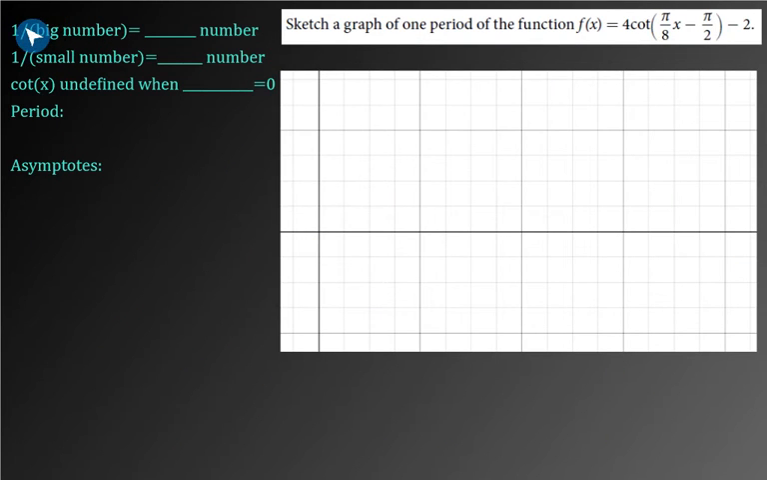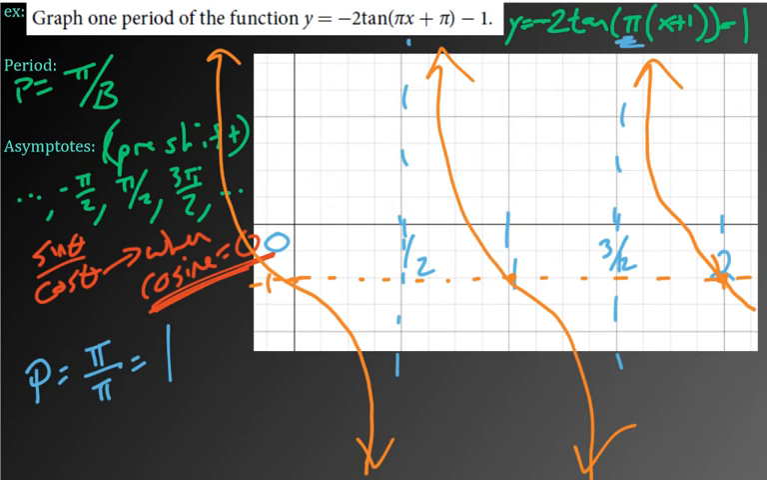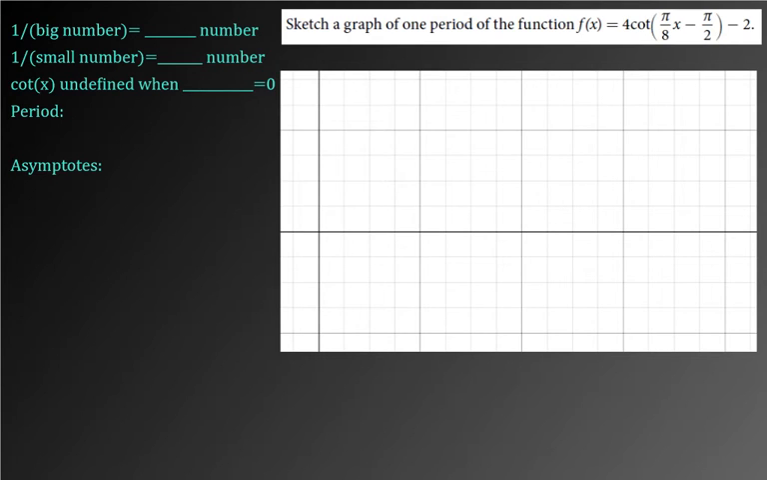Another thing to keep in mind is that, because we're talking about reciprocal functions, whenever tangent is big, cotangent is going to be really small. And whenever tangent's really small, cotangent's really big, right? So 1 over a big number, small number. 1 over a small number, big number. And cotangent is undefined when tangent of x equals 0, right? Period is still pi over b. And the asymptotes are linked to this, really, when tangent equals 0.